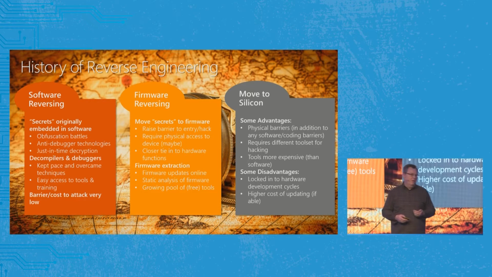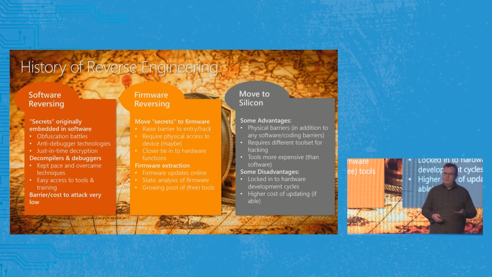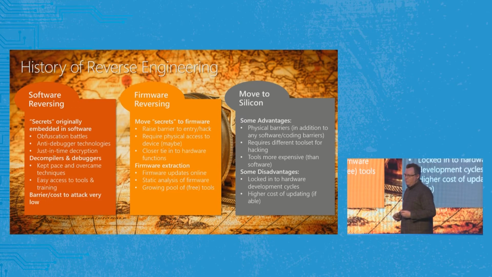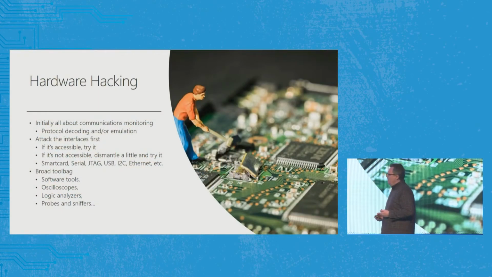But there are also some disadvantages. If I shift my secrets down to the silicon and someone breaks that silicon, they'll be able to extract that secret, and I'll have no way of replenishing or updating that particular secret. So there are some pros and cons to that.